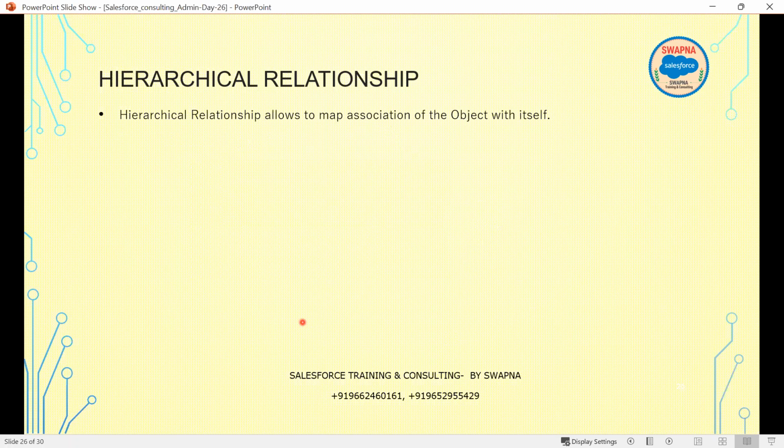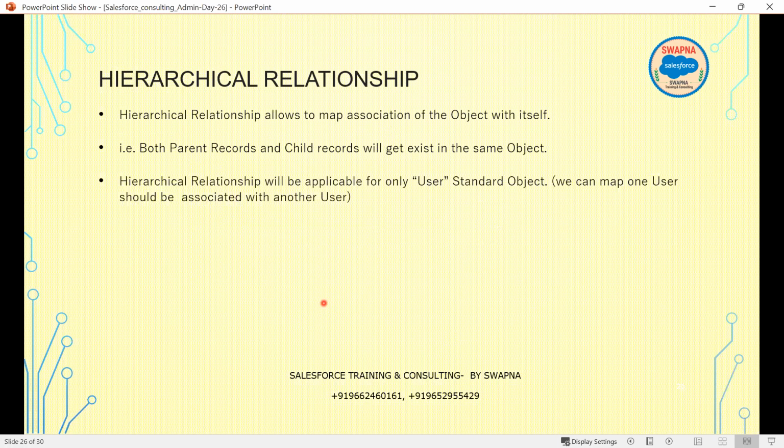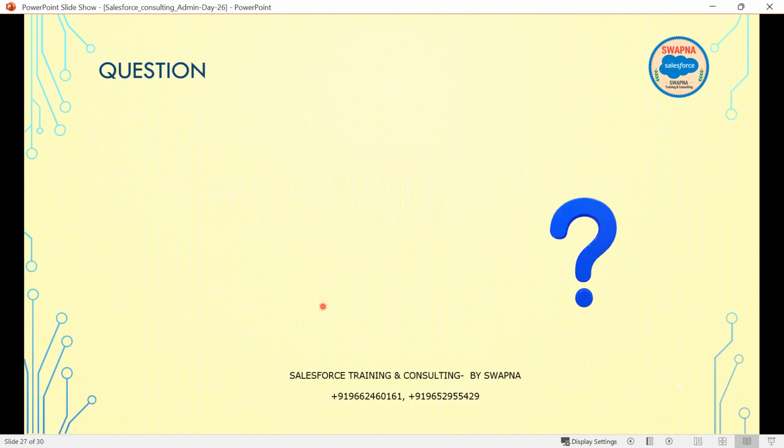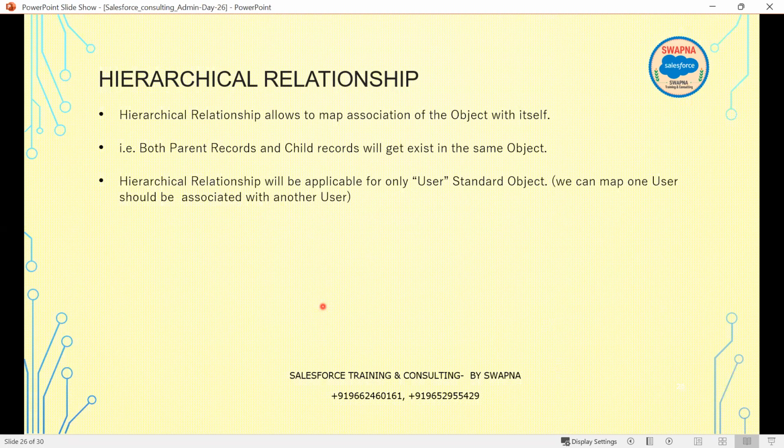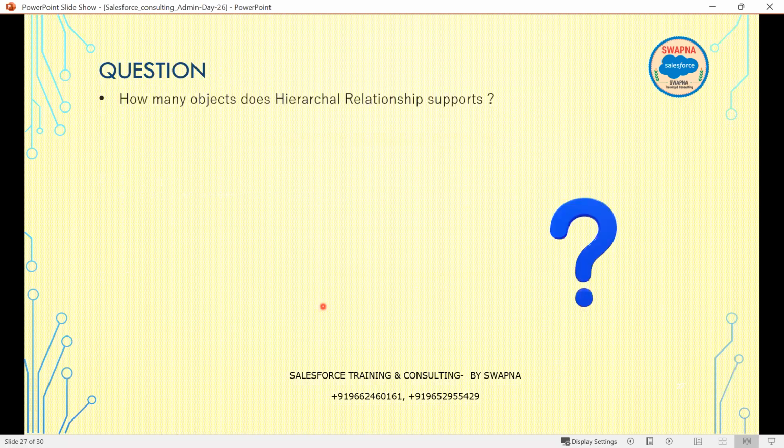So the hierarchical relationship allows mapping the association of an object with itself. Both parent records and child records exist in the same object. The hierarchical relationship is applicable only for the user standard object, so we can map one user to be associated with another user. Now, any questions here? How many objects does the hierarchical relationship support? Only one object.